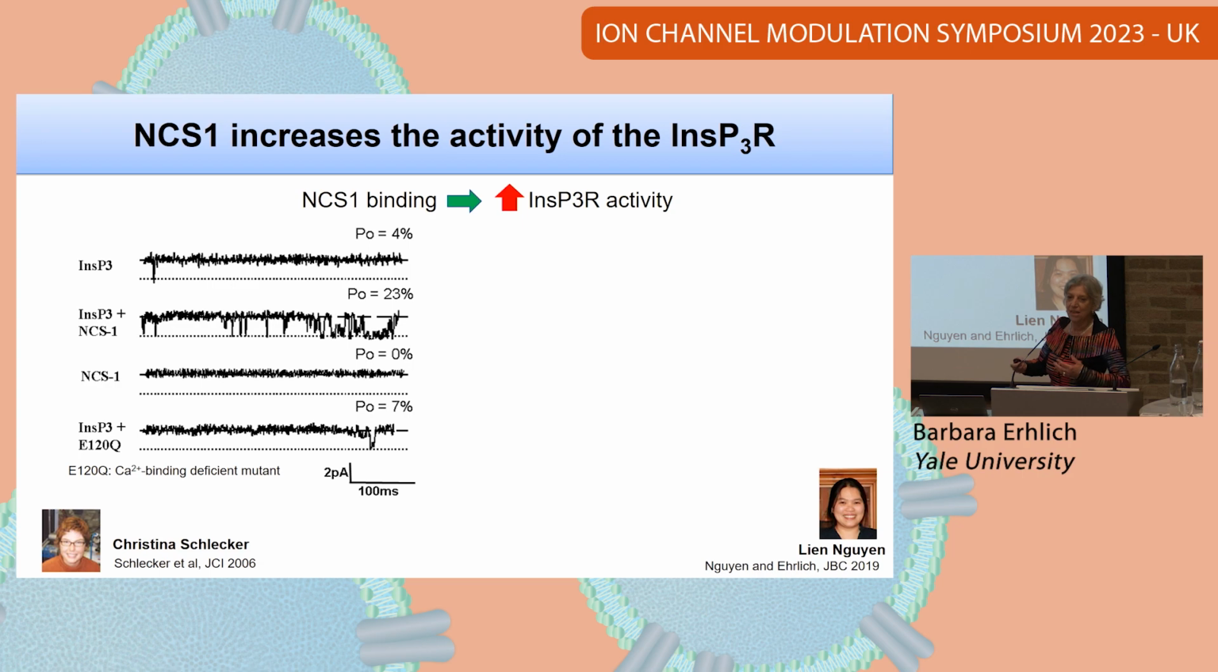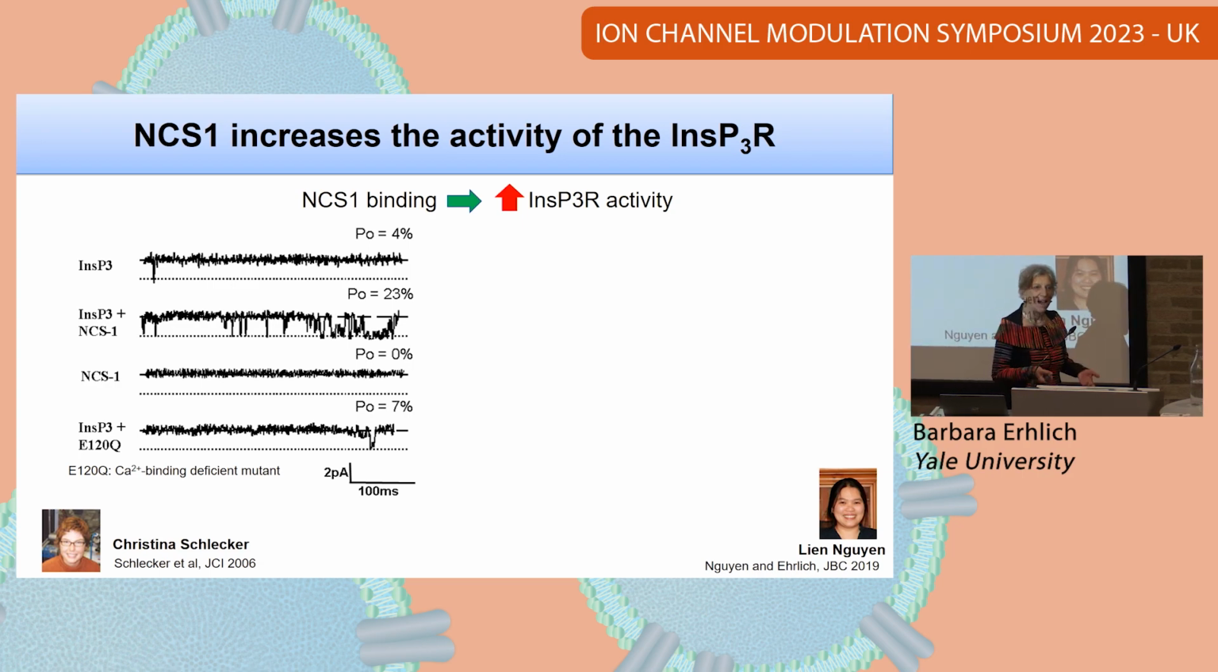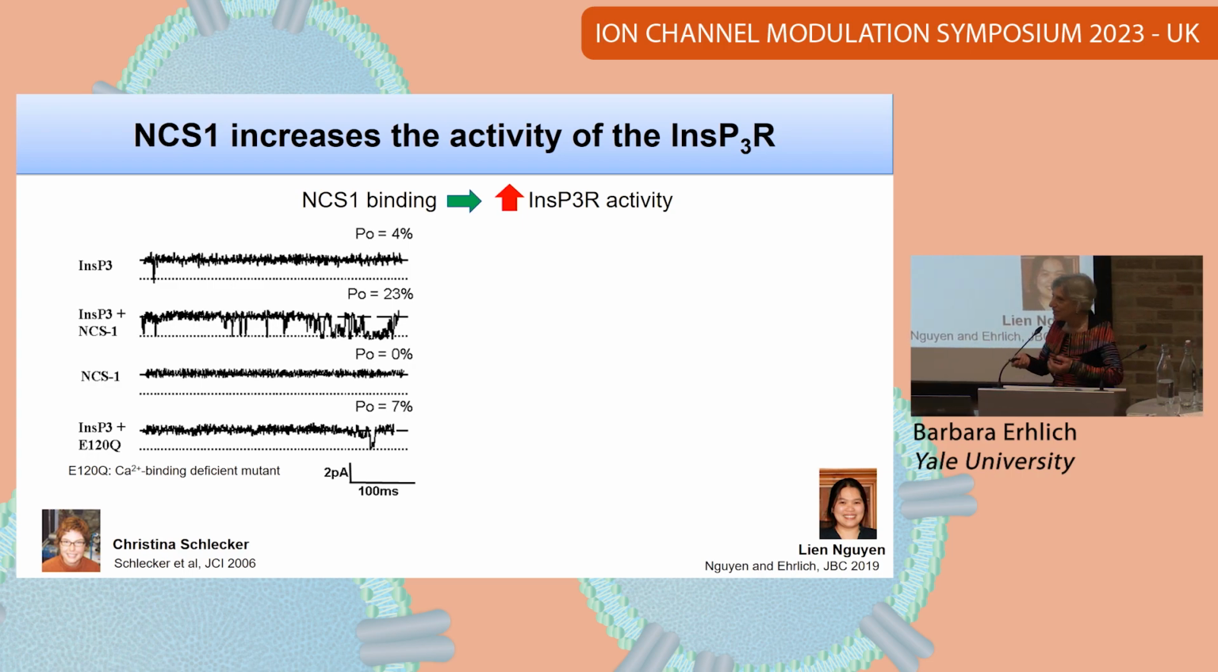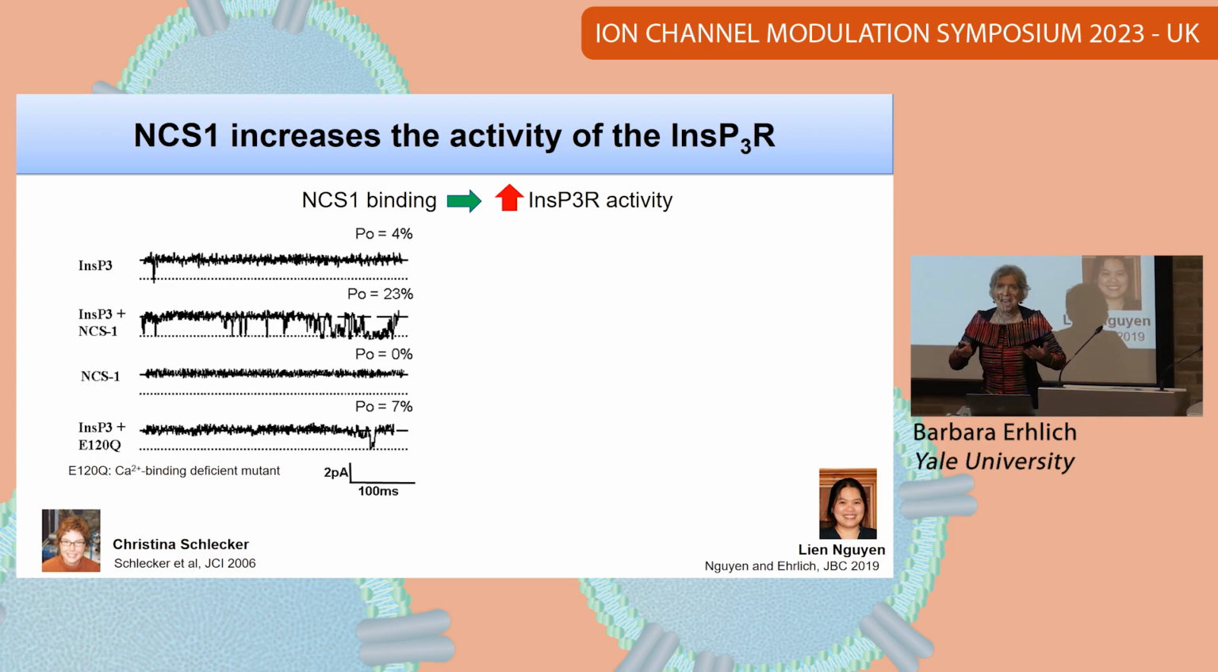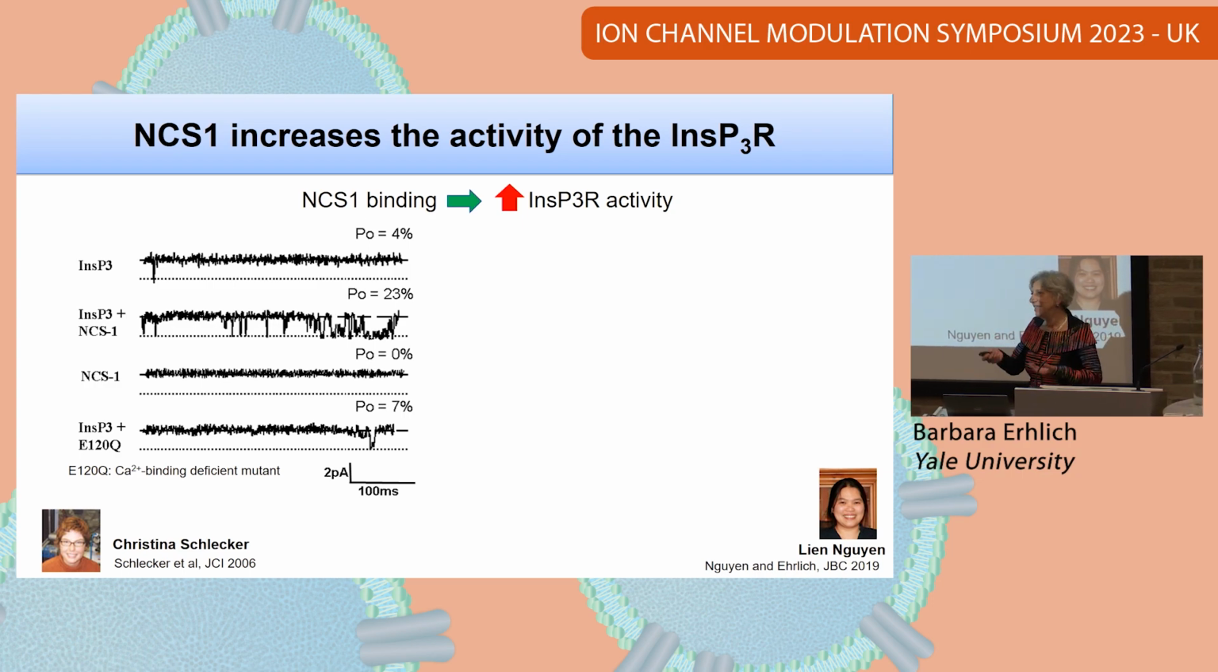There's a functional effect. This is looking at the IP3 receptor in a planar lipid bilayer. We do IP3 receptors in planar lipid bilayers because it's an intracellular membrane protein. You can't use a patch clamp. You have to isolate the protein and put it in an artificial membrane. Here, IP3 has been added, and you get this opening, pretty pathetic, of 4%. That's the best we could do at the highest IP3 concentration. But then look what happens. When you add NCS1 to the cytoplasmic side, all of a sudden you can get the channel to be open about a quarter of the time.